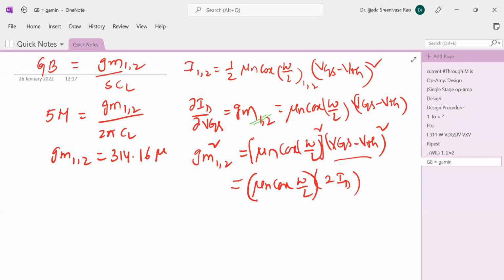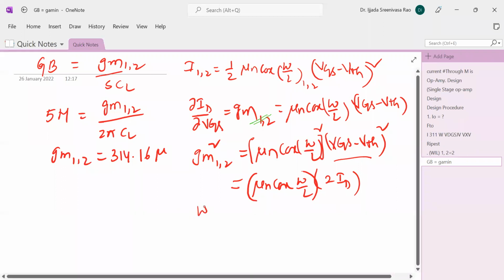So this is the drain current ID. ID value is how much? What is the current flowing into the M1 transistor? How much current is flowing? Already you know, I naught by 2, 25 microamperes. So from this, W by L of 1,2 is equal to gm square by 2 into ID into μn COX.